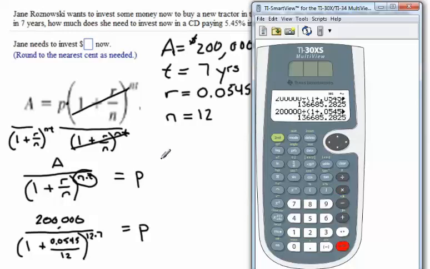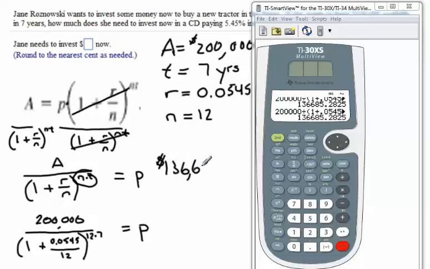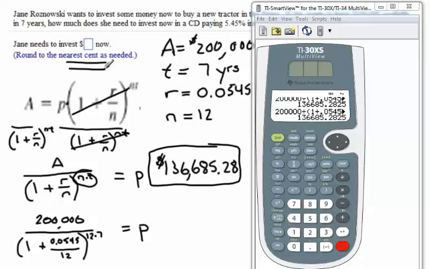You notice the answer is $136,685.28. And it does say round to the nearest cent. So that's what we would input as our answer. That is the current amount that has to be invested in that CD to generate $200,000 in 7 years.